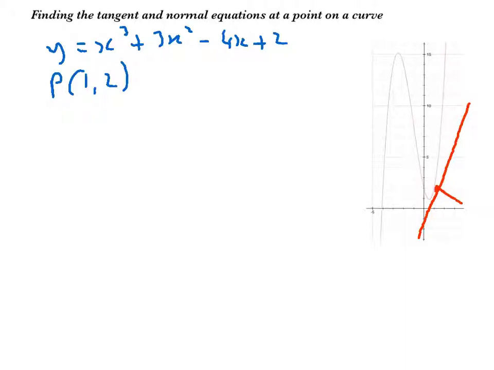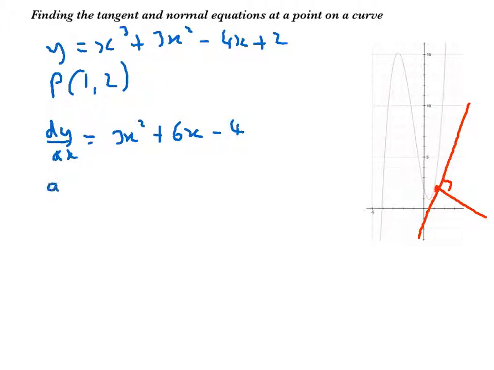And it's also asking me to find the normal, and remember the normal is always the perpendicular line to the tangent. So in order for us to construct these line equations of the tangent and the normal, we need to know what the differential is, the gradient of the curve at that given point. So let's start by differentiating our curve. dy over dx equals, the 3 comes down, 3x squared plus 6x minus 4.